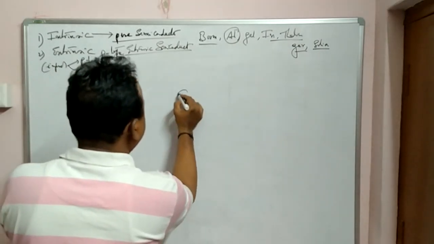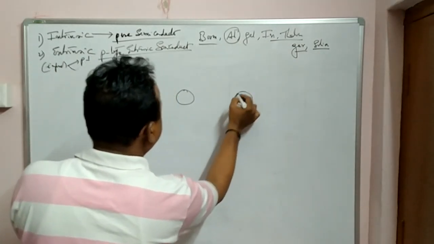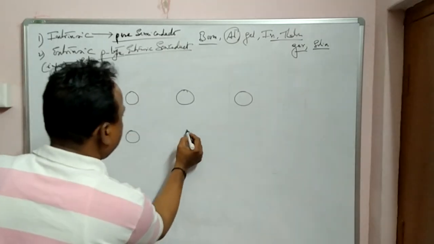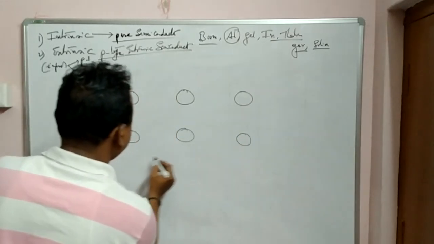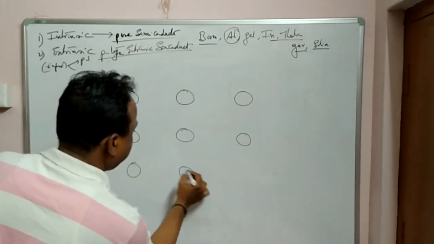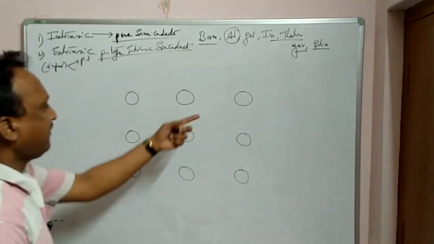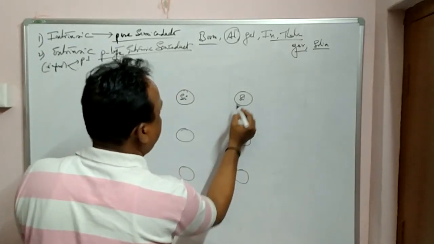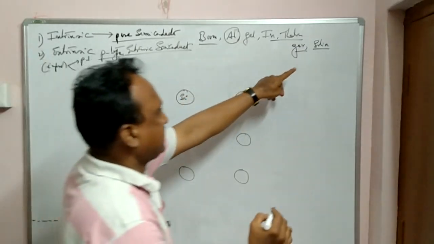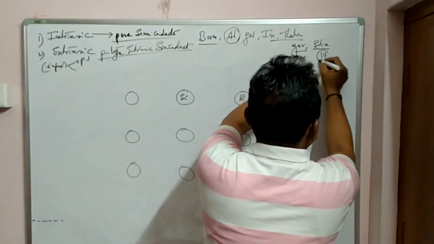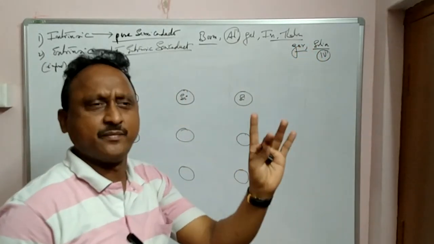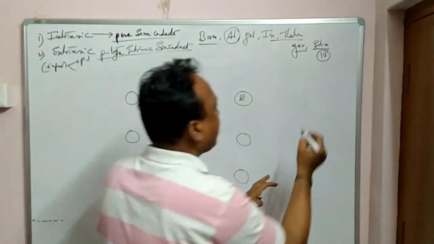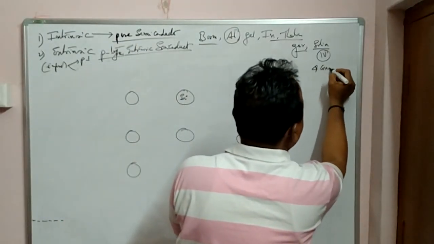1, 2, 3, 4, 5, 6, 7, 8, 9. Now I have taken silicon. Silicon belongs to what? Fourth group element. Silicon belongs to the fourth group: carbon, silicon, germanium, tin, lead. So it can make 4 covalent bonds successfully.